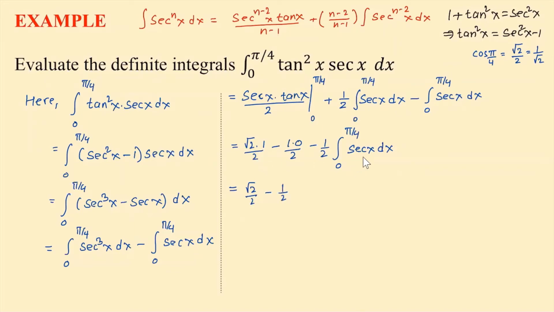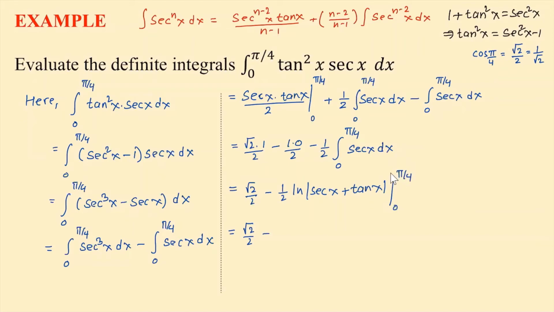Now the integration of secant x. If you remember from your calculus 1, the integration of secant x is the natural log of secant x plus tangent x. That is the integration of secant x. And we need to evaluate this from 0 up to pi over 4. So that will be equal to square root of 2 over 2 minus. Now if we plug in the upper limit, let's see what we get.